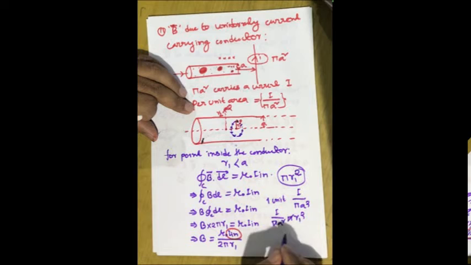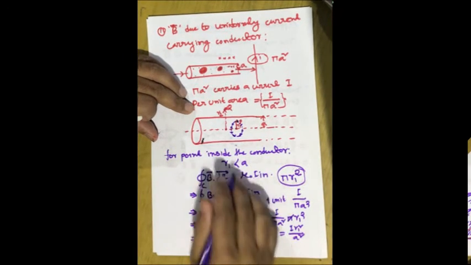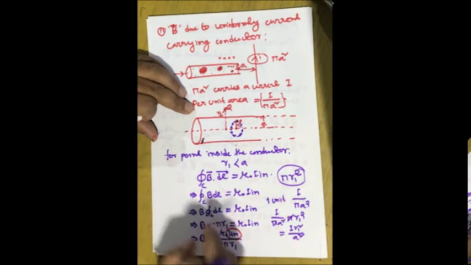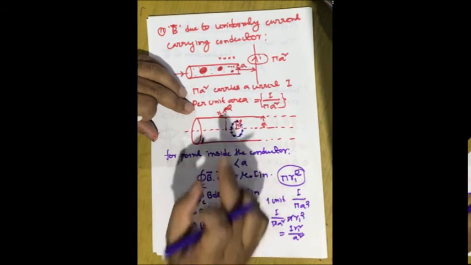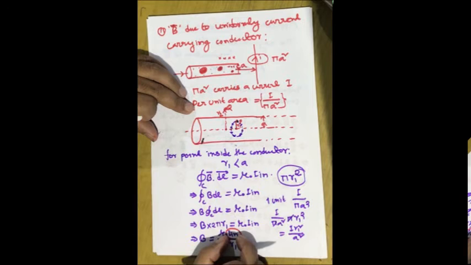So pi cancels, what will we get? I r1 square divided by a square. This is the value of the I enclosed. That means this Ampere's loop will carry this much amount of current. Okay, so we have to put this value here.